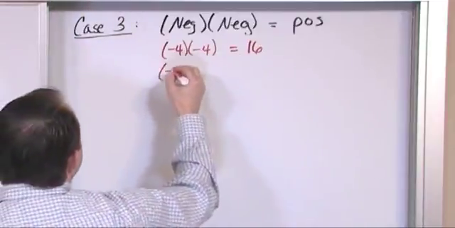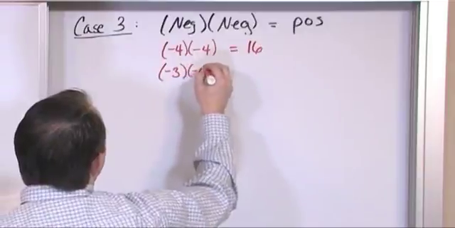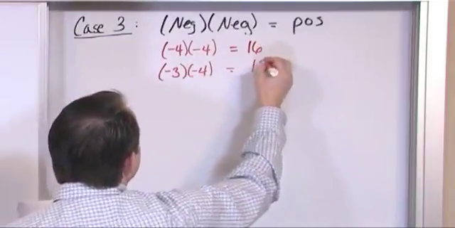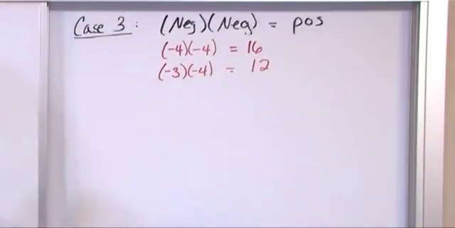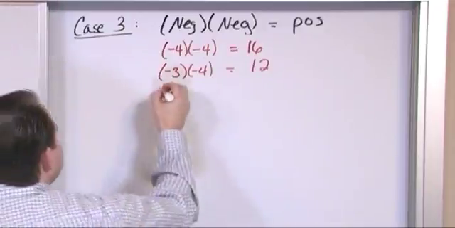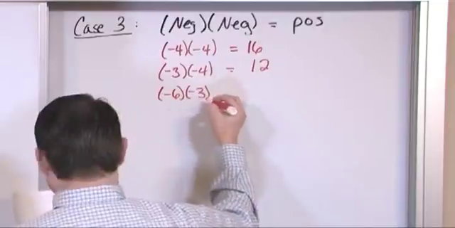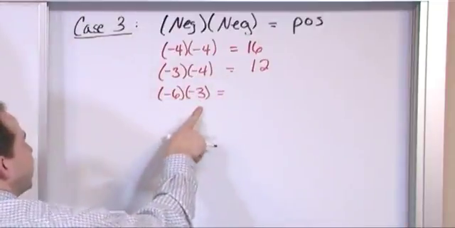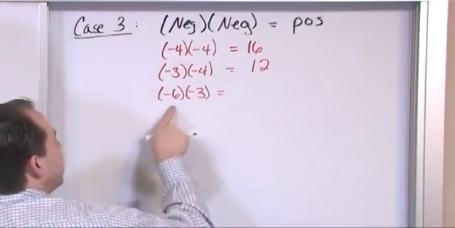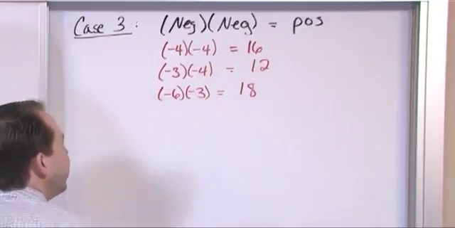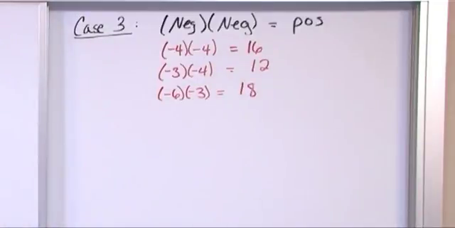What if I have negative 3 times negative 4? Well, 3 times 4 is 12, and the answer is positive because both of those are negative. And what if I have negative 6 times negative 3? That's going to give me 6 times 3, which is 18, and because both of these are negative, it's going to be a positive 18. So you see, it's really not hard to multiply integers together. It's actually much easier than adding and subtracting.